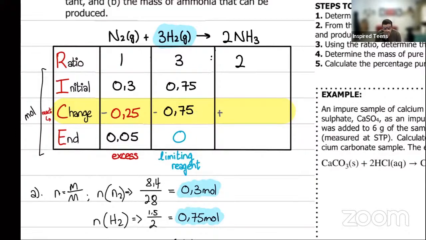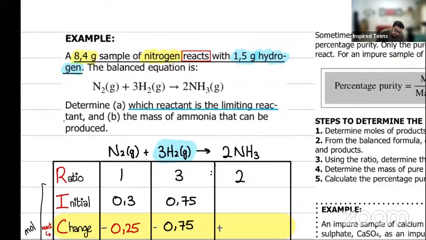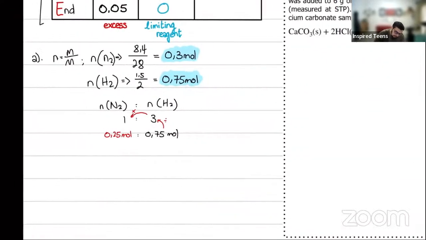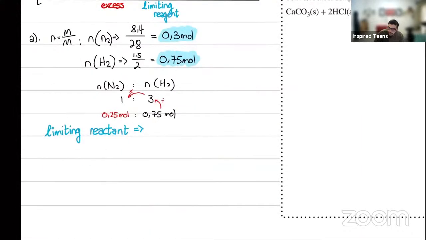Now, once you in change, you've solved the question. The only place in which you can use molar ratio is in change. So you can divide by 3, multiply by 1. That's going to give you 0.25. If you start off with 0.3, you can most certainly use up 0.25. You say 0.3 minus 0.25, that gives you the end. In fact, you don't even need to do this calculation to answer the first question, which reactant is the limiting reactant? And that, of course, would be hydrogen gas.